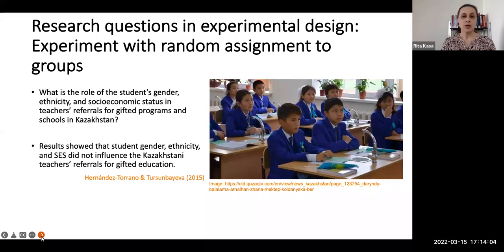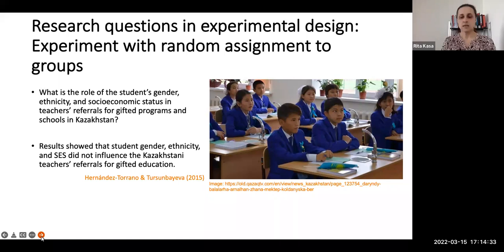So here, the way researchers were able to study this question was that they created 8 types of profiles of students, where the academic achievement description and IQ description were exactly the same, but what differed was the part where researchers presented gender, income, and ethnicity of students.